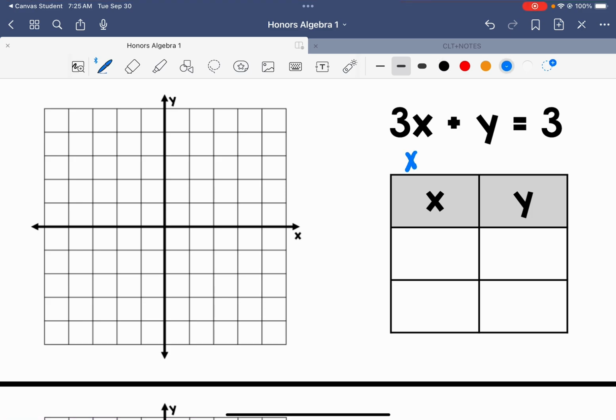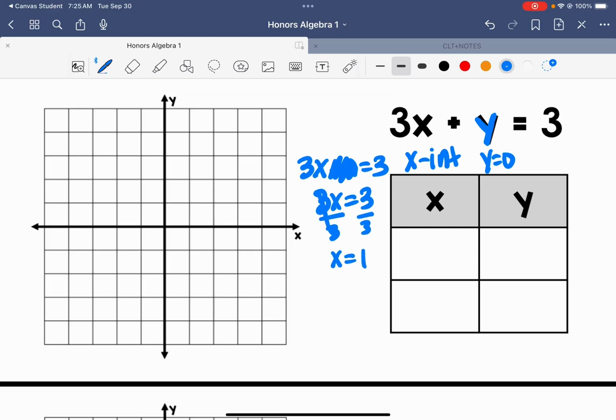Okay? Same thing happens for these ones over here. So for the x-intercept, y equals 0. So that means we're going to have 3x plus 0 equals 3, because that's where the 0 needs to go, is where the y is. You cover that up, and you get 3x equals 3. So if I divide both sides by 3, I get x equals 1. So this is 1, 0. So the x is at 1. That's right here.